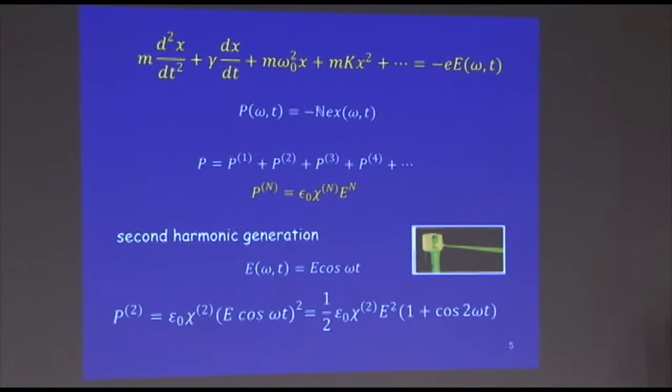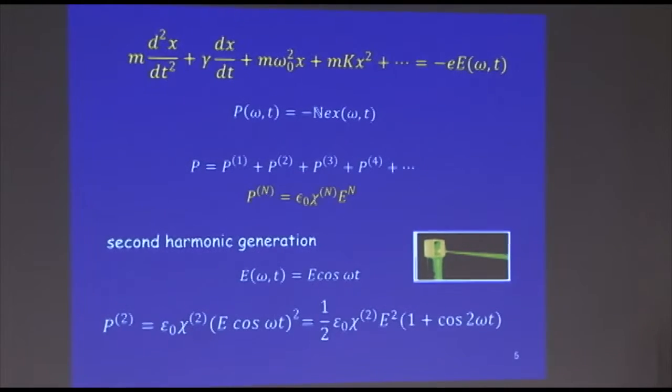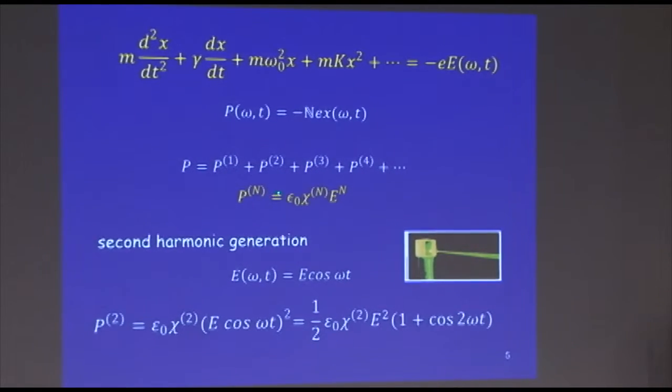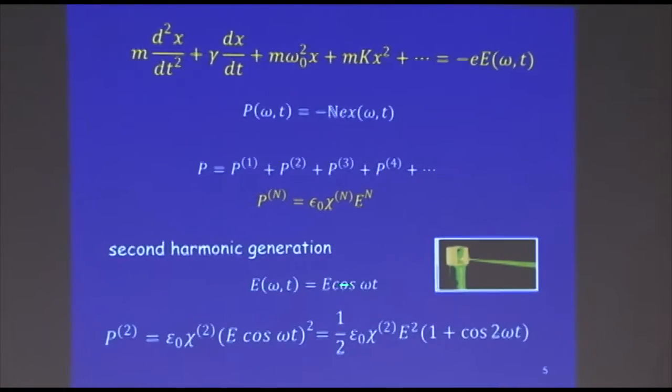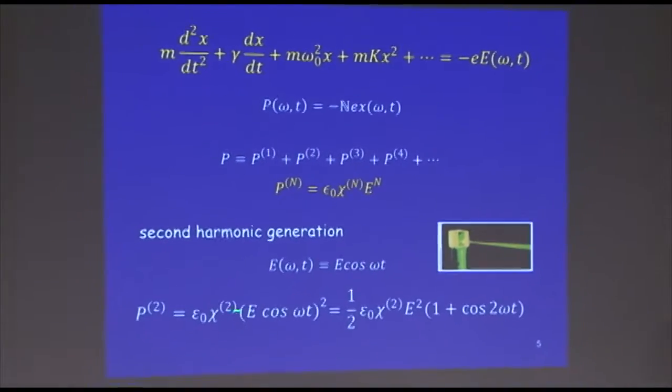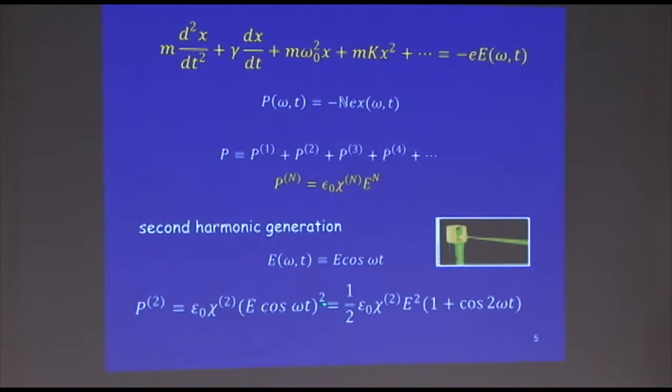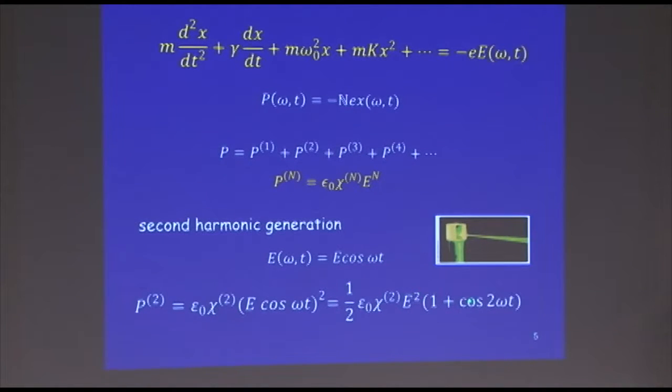So, just to remember what you saw yesterday, in the case of second harmonic generation, since the polarization is quadratic with the electric field, if you have an electric field with the frequency omega, when you calculate the quadratic of this, then you come with this 2 omega frequency.